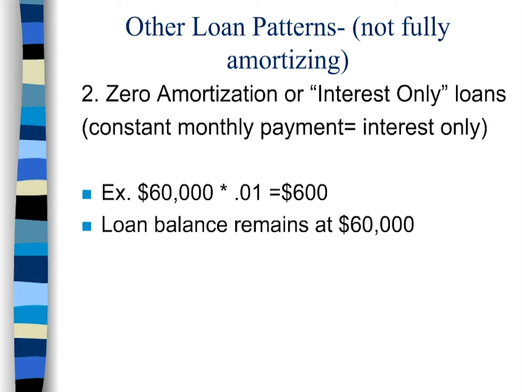We've heard a lot recently about zero amortization, or more commonly, interest-only loans. In this case, all you do is pay the interest on the loan. So if you had a fixed rate of 12% monthly, we keep using 12 because it's easy, you divide by 12, so it's 1% a month. You have a $60,000 loan, 1% of that is $600. So every month you'd pay the $600, but at the end of the term, you'd still owe $60,000. You would not have paid any of the loan off.